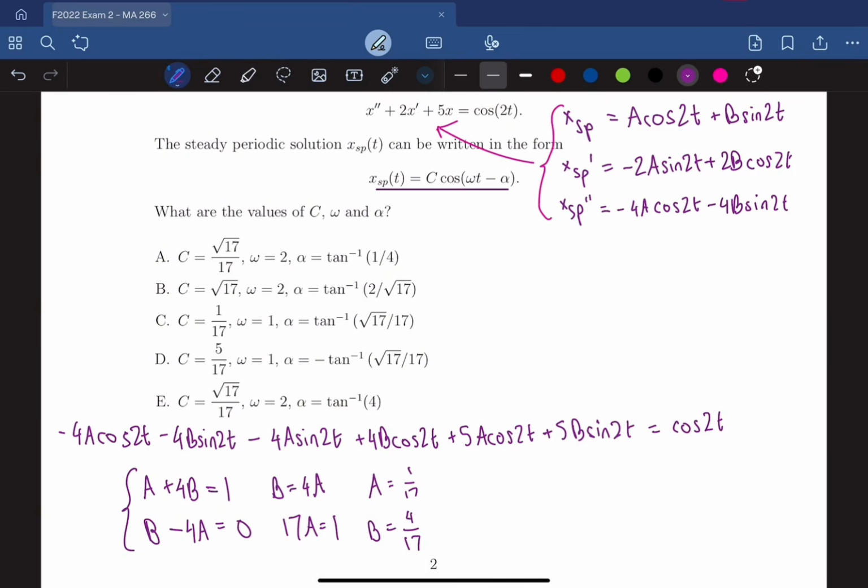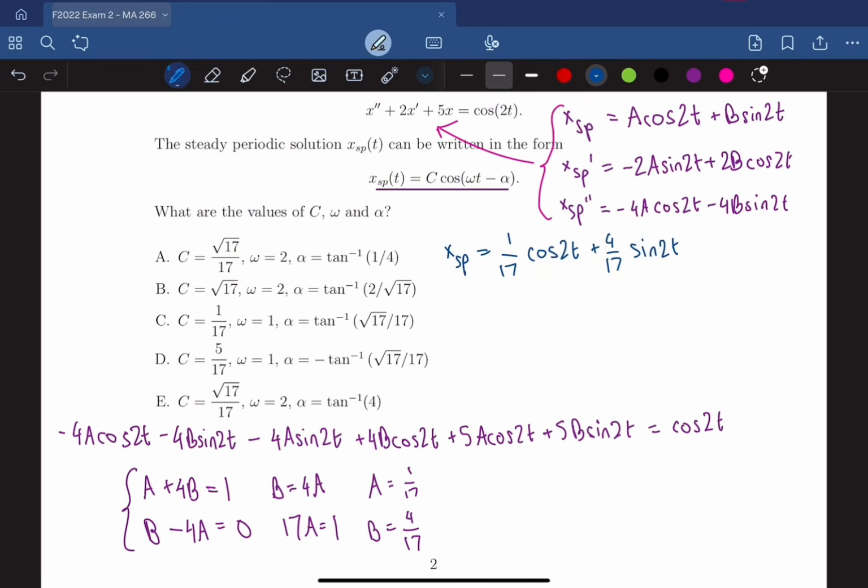And so now, do you guys remember when I found our XSP and we had a and b? We're literally just going to plug a and b back into our XSP, and I'm going to do that here. Our new XSP is now 1 over 17 cosine of 2t plus 4 over 17 sine of 2t.